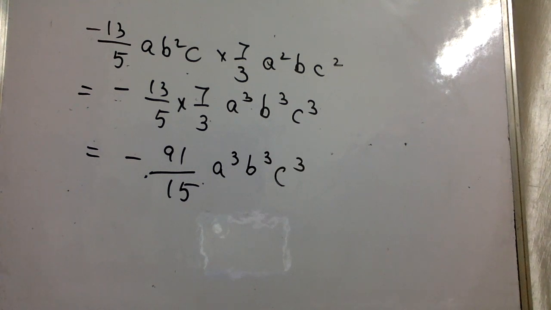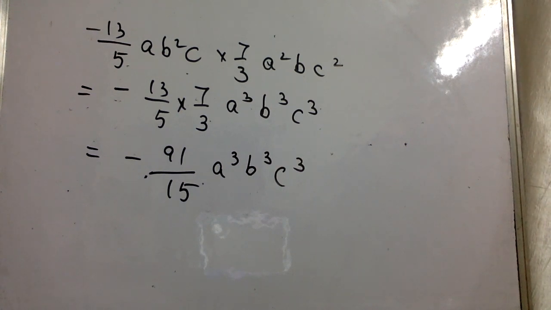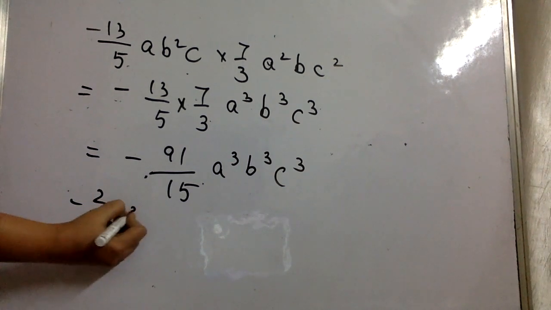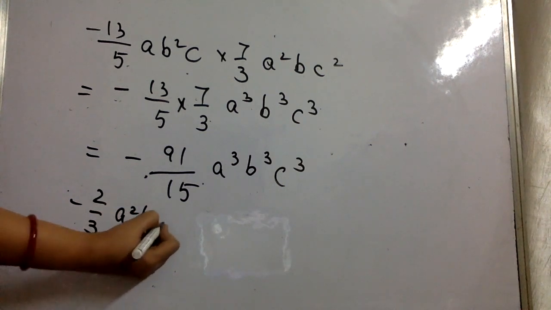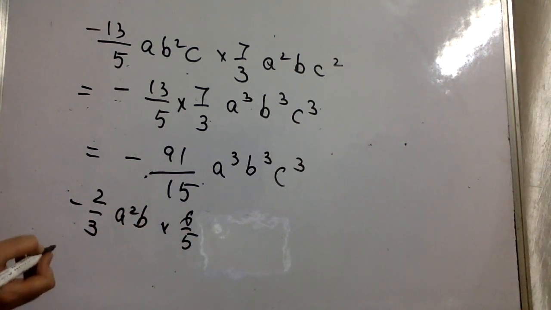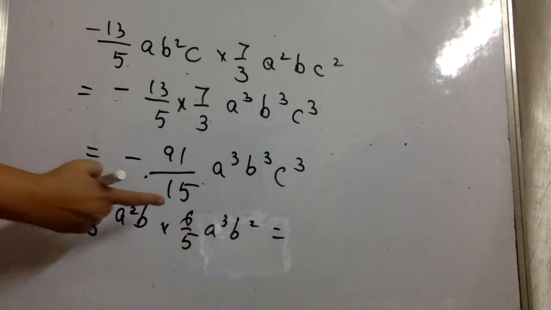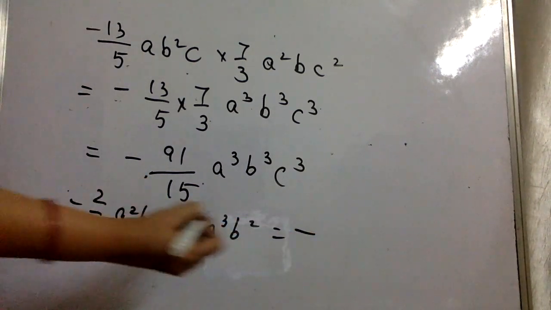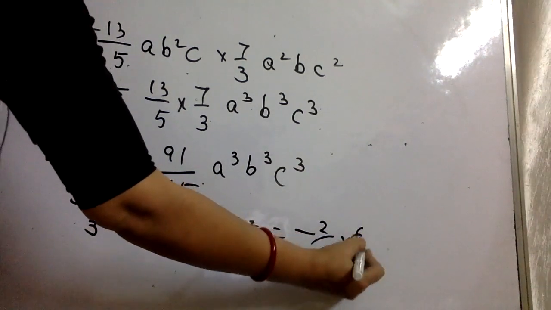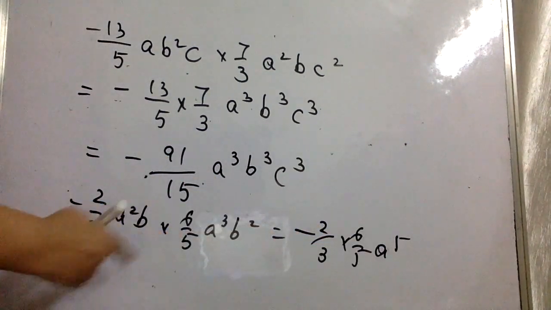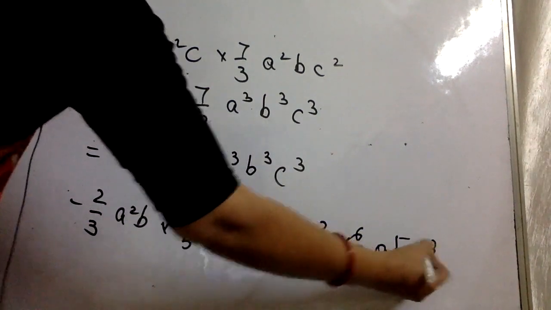Now we are going to take a little simple one only, I would say. This is minus 2 by 3 a square b into 6 by 5 a cube b square. What do we do? Plus with the minus is a minus. Number with number. 2 by 3 into 6 by 5 a to the power 5, and that is b to the power 3, isn't it? B to the power 3.